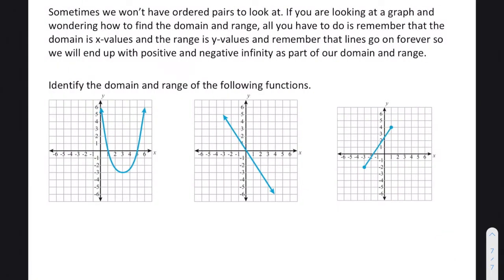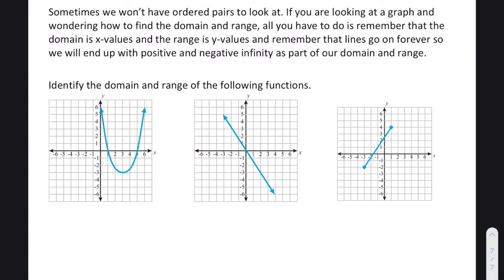Another thing that we have to do is sometimes we won't have ordered pairs to take a look at and identify the x values and the y values to look at our domain and range. So if we're looking at a graph and wondering how to find the domain and range, all you have to do is remember that it's still just the x values for the domain and the y values for the range. So the x values are left and right, the y values are up and down, but we need to remember that lines go on forever sometimes. So we're going to end up with positive and negative infinity as part of our domain and range sometimes.